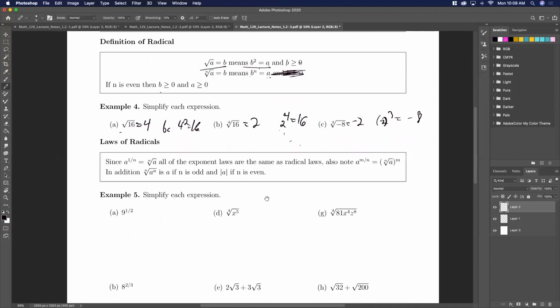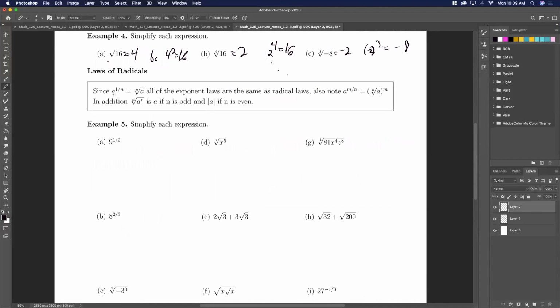All right, so let's just do some laws of radicals real quick. So we're going to say that a to the 1 over n is equal to the nth root of a. And so all the same radical laws apply. And a to the m over n is taking the nth root and raising it to the m power. In addition, if I take a to the n and take the nth root, it is equal to a if n is odd, and equal to the absolute value of a if n is even. Okay, so we'll show all of these by example.